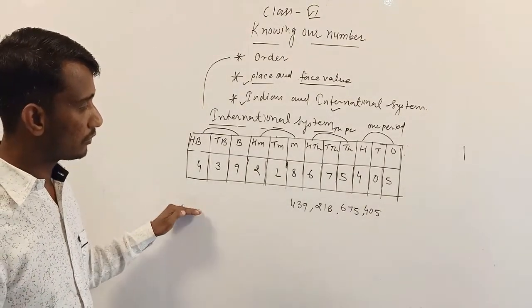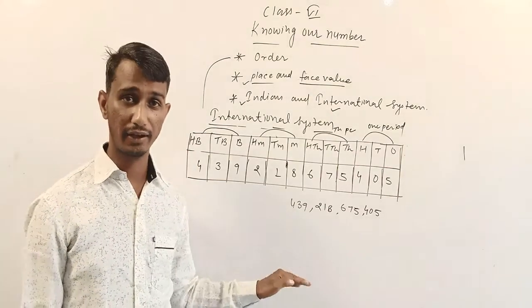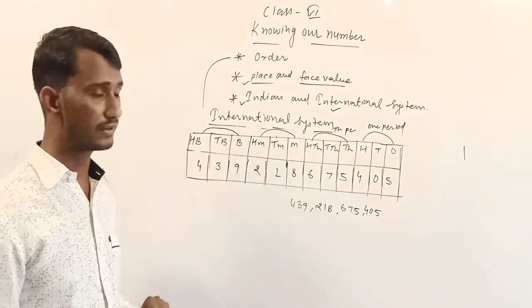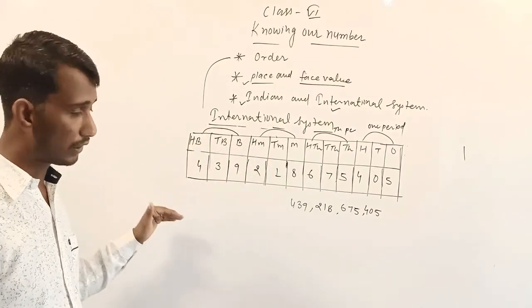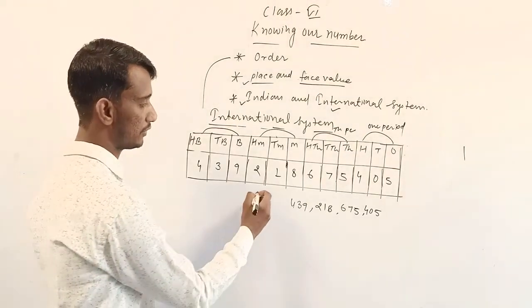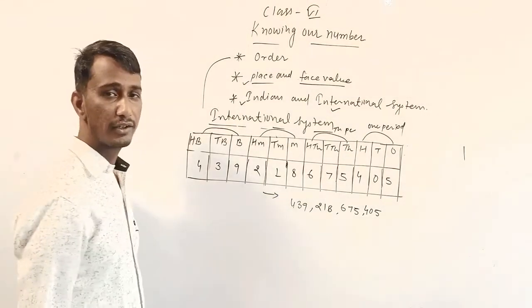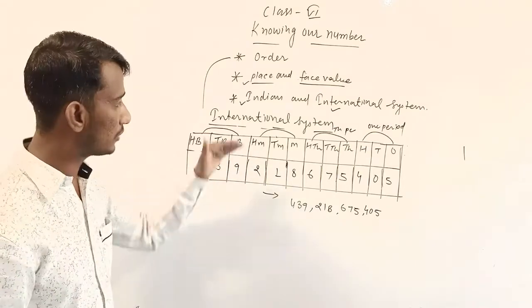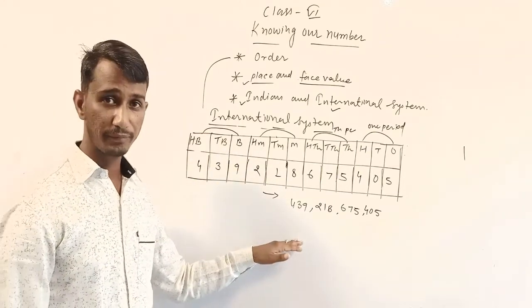Now we have to read and write. How do we write and read this number using the international system? You start the number from the left side. From the left side, which period comes first? First, you check according to the place value chart.